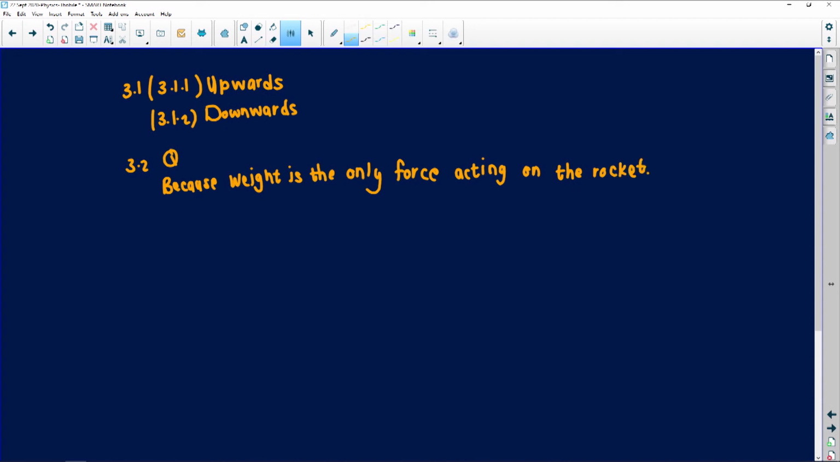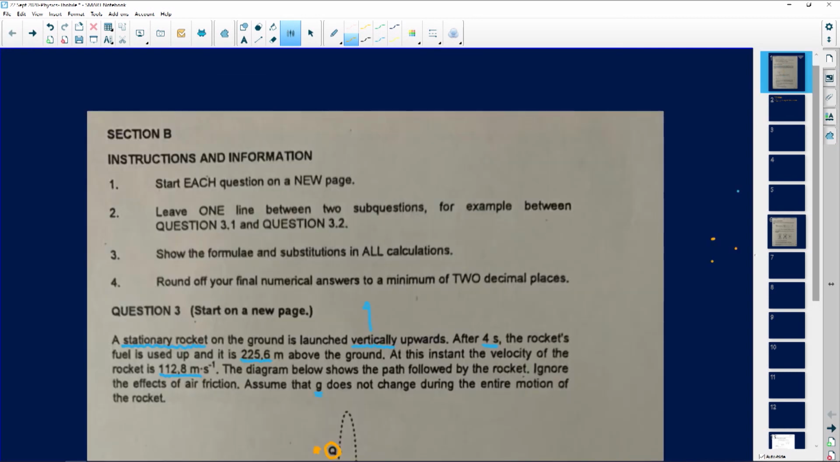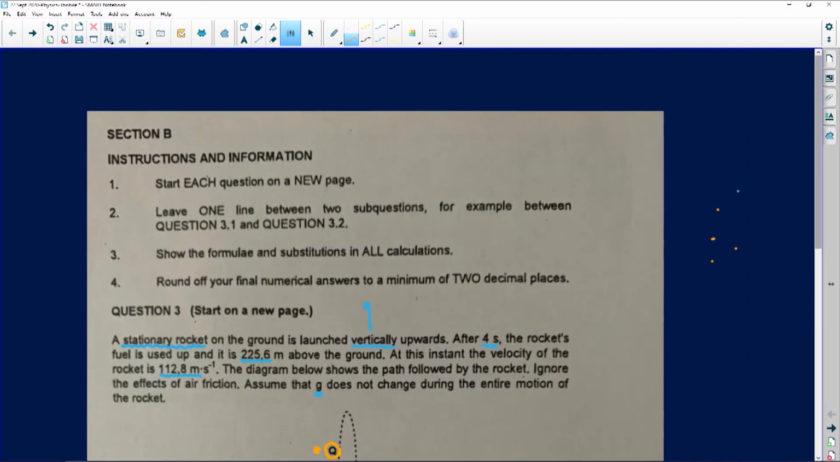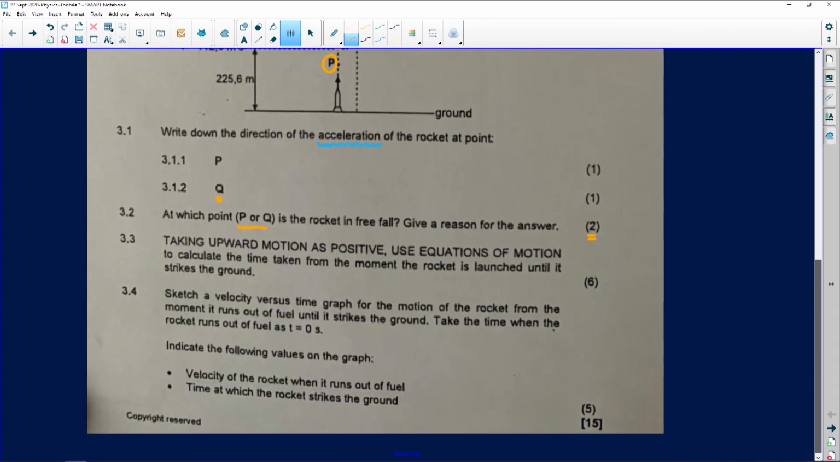And if they ever ask you about free fall, it's the downward movement under the force of gravity alone. Just in case they ask you, please define free fall, then you also know how to define it. So now let's see what 3.3 is saying. Now that's going for 6 marks. It's saying, taking the upward motion as positive, use the equations of motion.